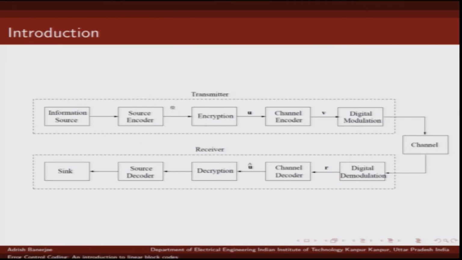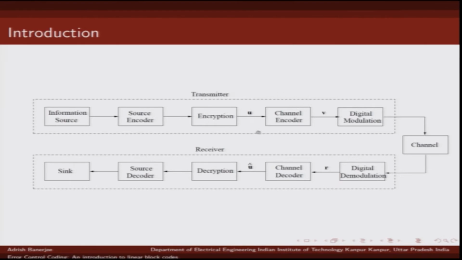The first block that you see is the source encoder. Now the source encoder essentially does data compression. It tries to represent this source efficiently in terms of the minimum number of bits required. That is basically done by this block, the source encoder. Once you have compressed your source, the next block is data encryption. This is for secrecy.